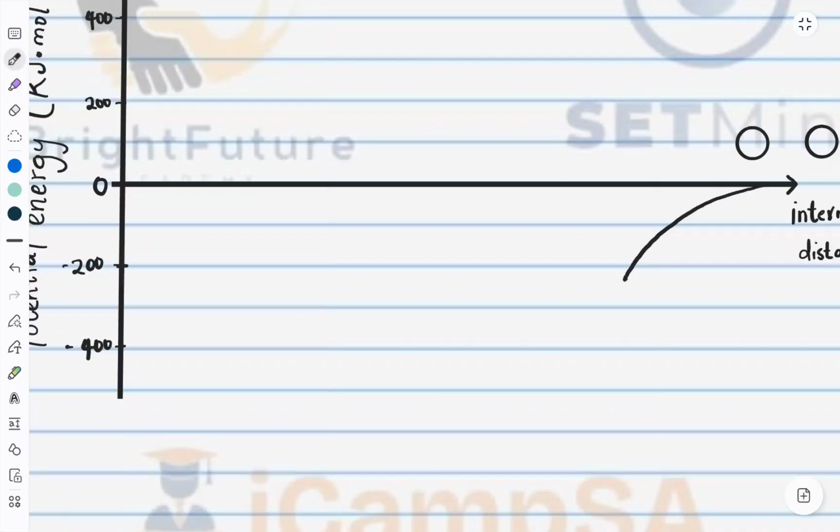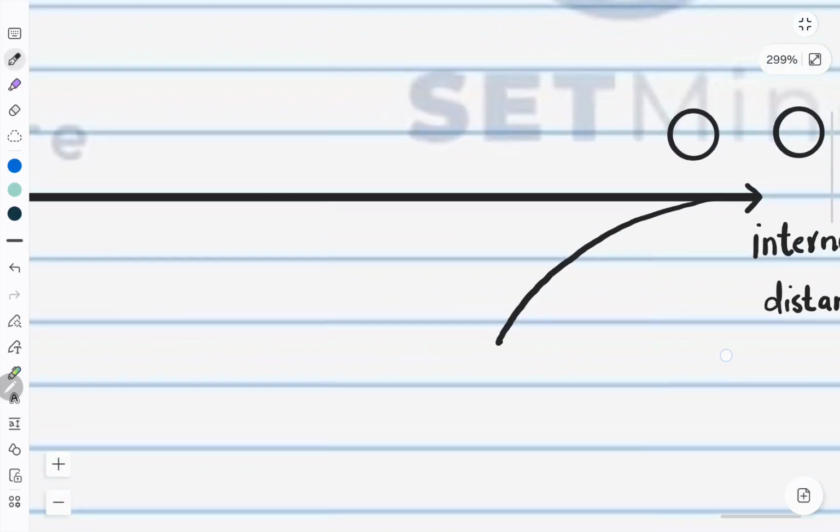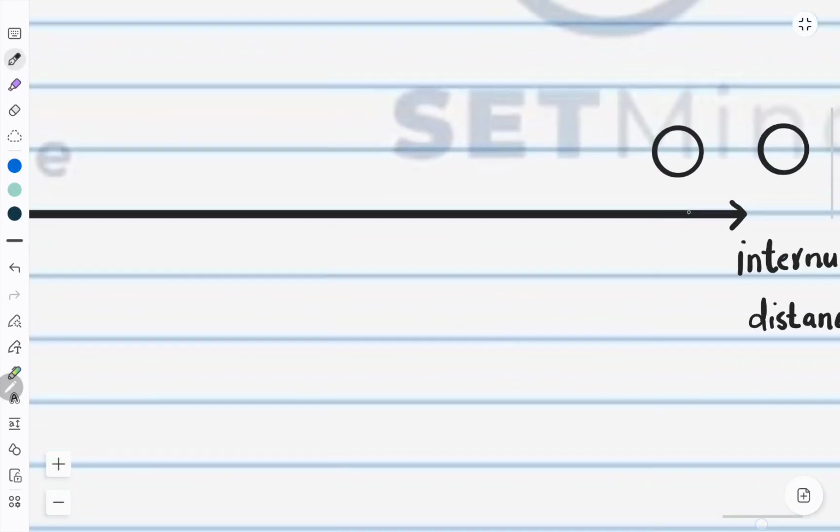As they approach that bond formation state, or that state where their potential energy will be at a stable value, the energy will be dropping until they reach that point. So now we're starting here at zero. This is when they are far apart.